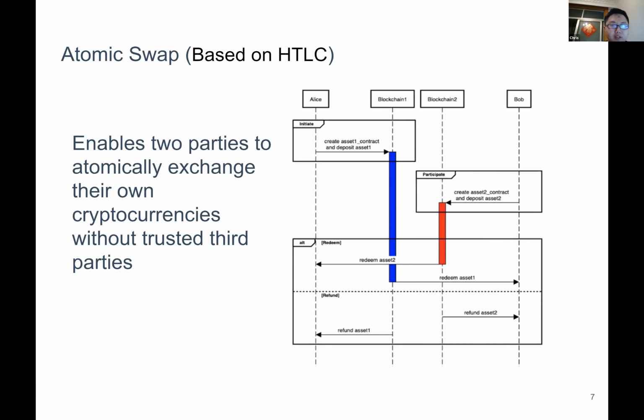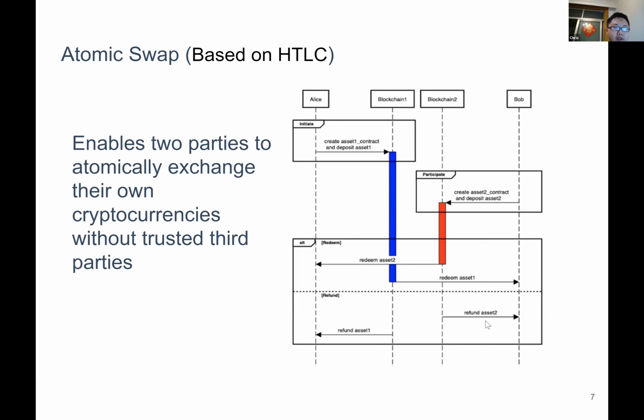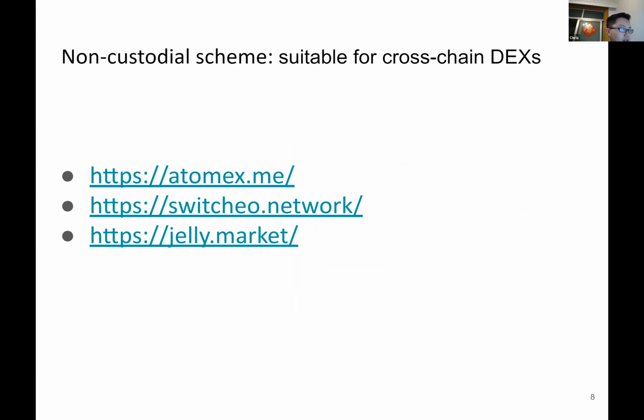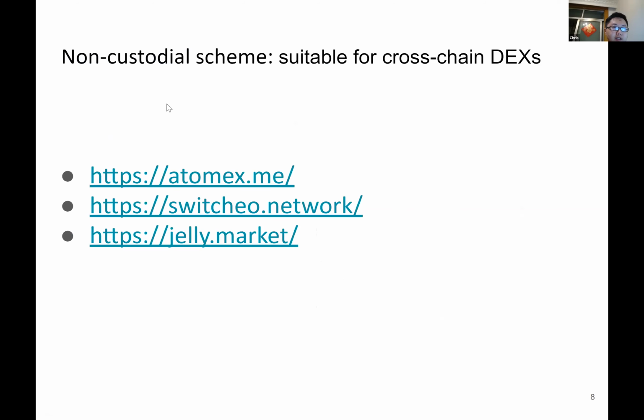So I guess we can move on. If Alex doesn't redeem at all and the time lock expires, both of them could just refund their asset back. This is very suitable for a cross-chain DEX scheme. That is, it doesn't require a trustee third party at all. We don't have any trustee third party during this scheme. So that means it's in fact a non-custodial scheme.